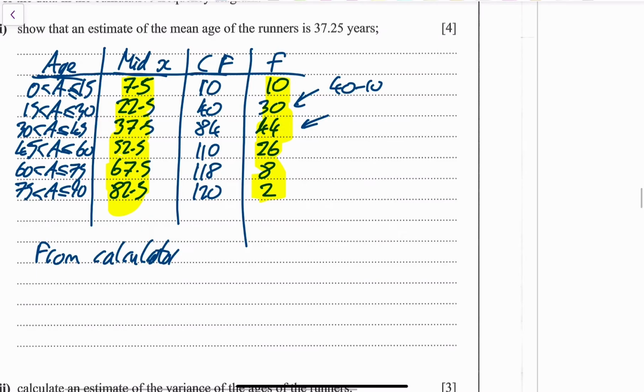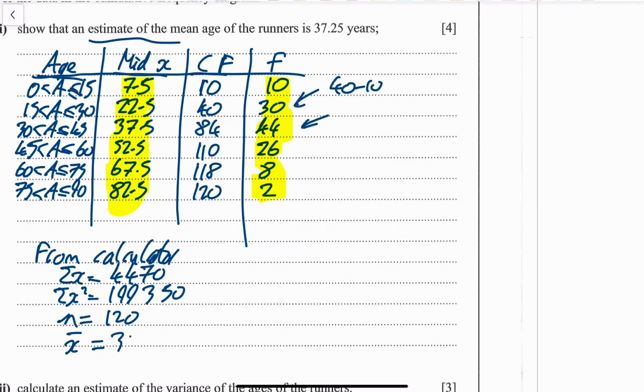So from the calculator, we need to find an estimate of the mean. So you need to get your sigma x, and I have done this earlier on. So I had got 4470, and then sigma x squared, 199350. My n is 120, and there were 120 runners. I think I told us that, did I? And then your x bar is 37.25. Okay, so you can see that's what we were looking for. So we know we've got our full marks there. That's great.